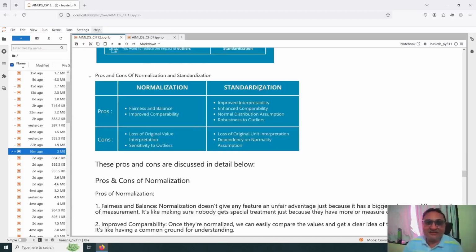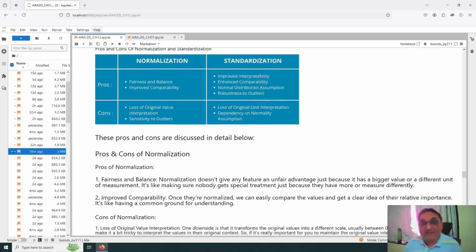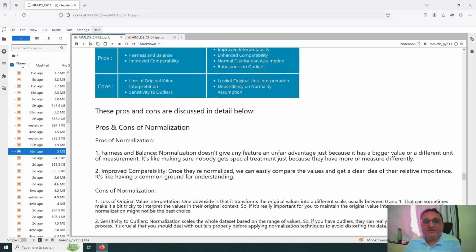However, now after standardization, the interpretability of the model increases, and you will see that there are certain techniques like SHAP plots or other things by which you can even explain that this person is being isolated as a suspicious person because of these factors. Okay, they also enhance comparability. Then they are useful for those algorithms which require a normal distribution assumption, and they are robust to outliers. So standardization is robust to outliers.